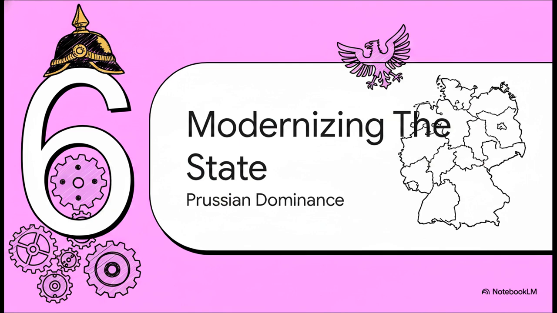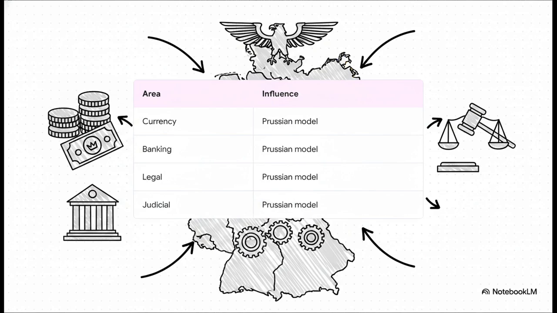Finally, Section 6, modernizing the new state and establishing Prussian dominance. Now, if you want full marks on your essay's conclusion, you really need to mention this part. The unification wasn't just about changing the borders on a map. It was about how the state actually functioned every single day. The new state placed a huge emphasis on modernizing its core pillars: currency, banking, legal, and judicial systems. And notice how, in every single one of these areas, the highly efficient Prussian model was adopted.